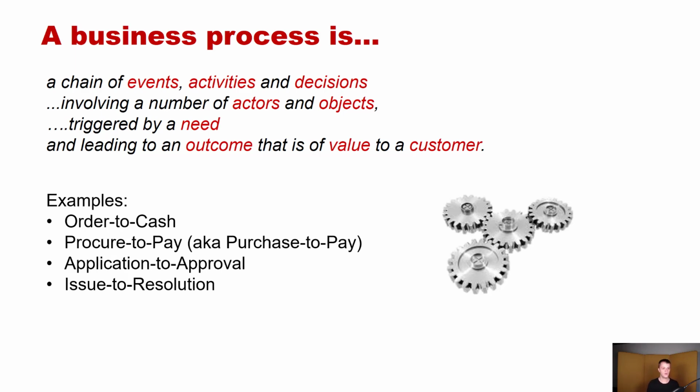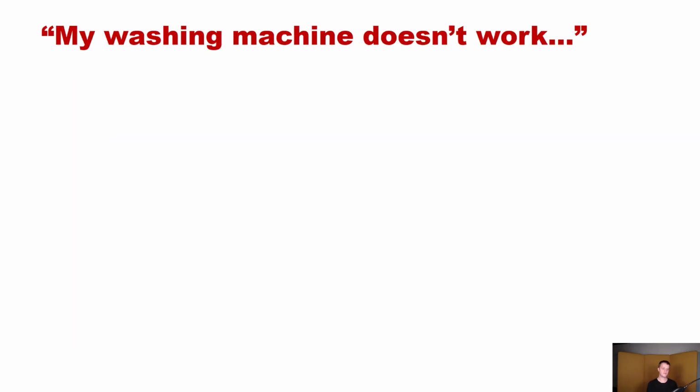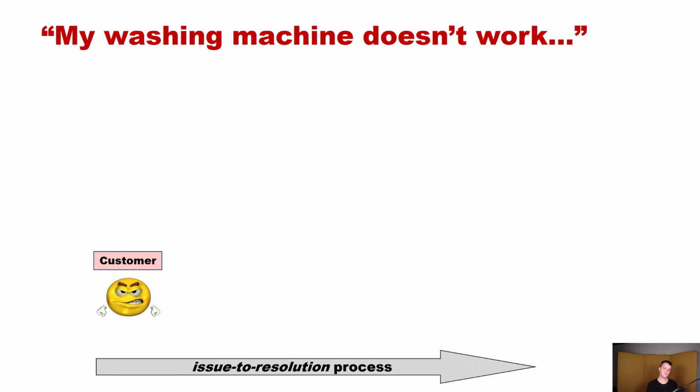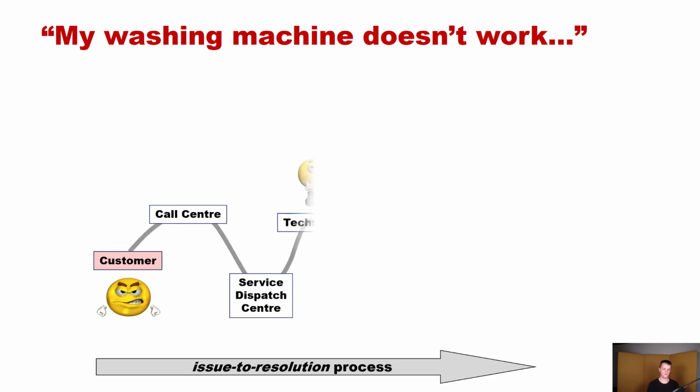Now, you'll notice that all of those examples are worded in a positive way. Something is approved, an issue is resolved, and so forth. However, this is not always the case. So we have to look at what the possible outcomes of a process are. Let's take an example where my washing machine doesn't work. A very simple process. It is basically issue to resolution, where we start off with a customer who is angry. They call the call center or the service center.